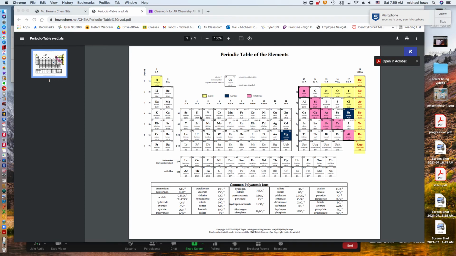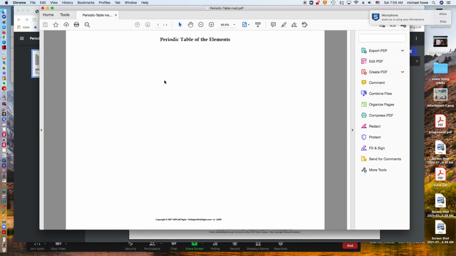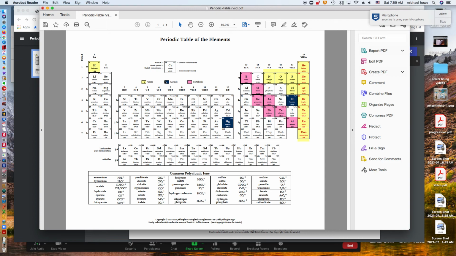So you got 47.8, you got 44.9, you got 50.94. So the closest element to that is titanium. So we know that element X is titanium. There we go. So that'd be the answer to that particular question.